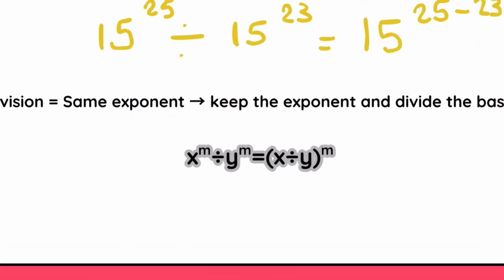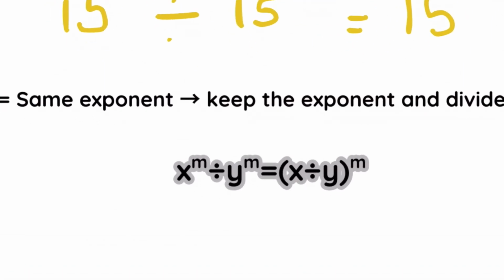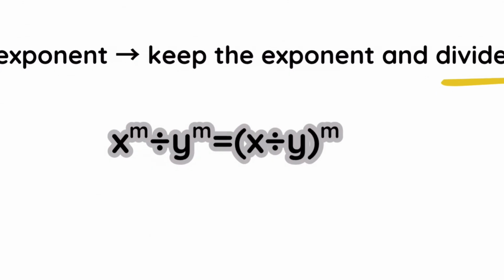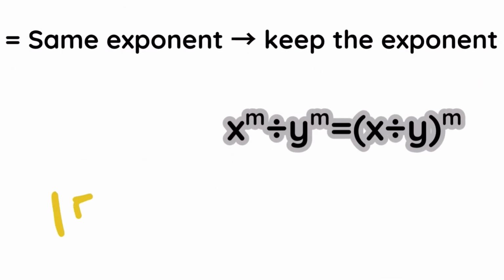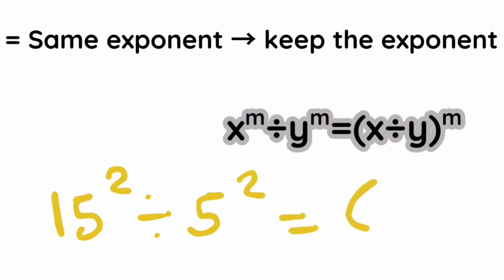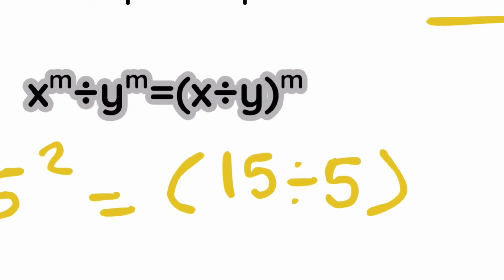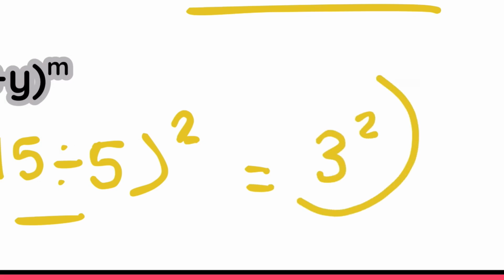And what if we have the same exponents this time? We keep the exponent and divide the bases. So for example, I have 15 to the power of 2 divided by 5 to the power of 2. We will divide the bases, so 15 divided by 5, and we will keep the exponent. 15 divided by 5 equals 3 to the power of 2.